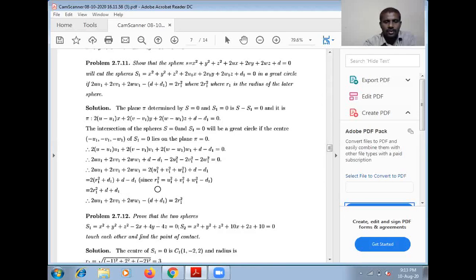So 2 of r1 square plus d1 plus d minus d1, since here r1 is the radius of the sphere S1 equal to 0. So therefore 2r1 square plus d plus d1. So therefore 2u u1 plus 2v v1 plus 2w w1 minus of d plus d1 equal to 2r1 square. It is the proof of the problem. It is the solution of this problem.